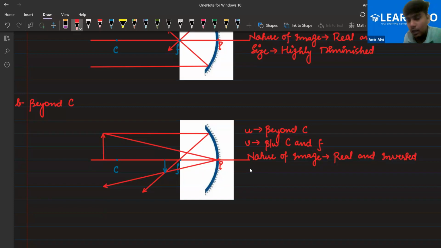Inverted. Okay. And size is diminished because it's smaller. So we'll say that it is diminished. Please do let me know whether that is clear to you or not. Yes, sir. Good.